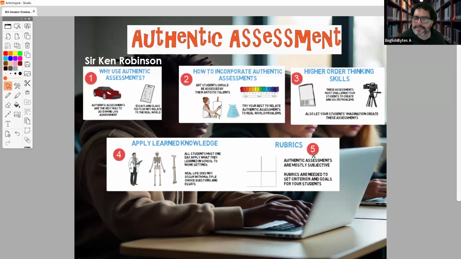And the rubrics, we learned how to design them using the AI in the other subject, and they are needed to set the criteria so that the student understands what you are evaluating. This is important, okay?